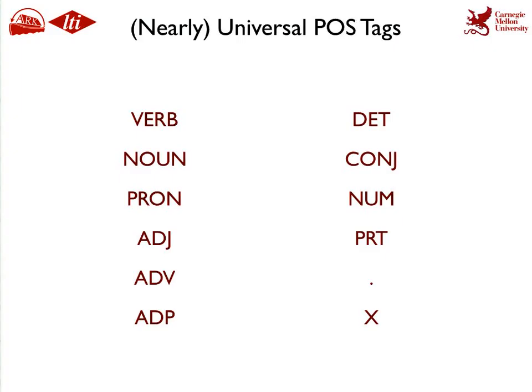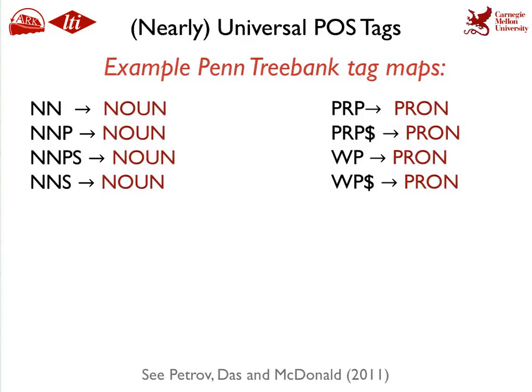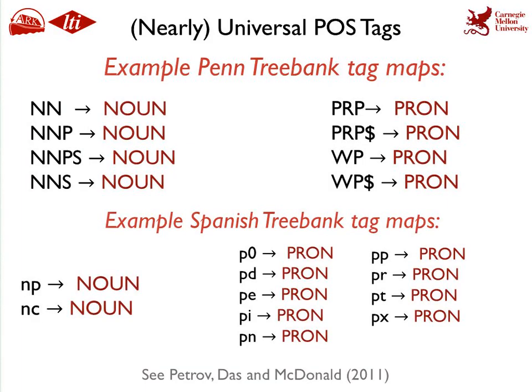Now, these are nothing but mappings from fine part-of-speech tags in a language. For example, in English, we have these fine noun categories in the Penn Treebank, and we map them to a coarse noun category. And similarly, we do this for the pronominal categories. And this can hold for the Spanish tree bank also.